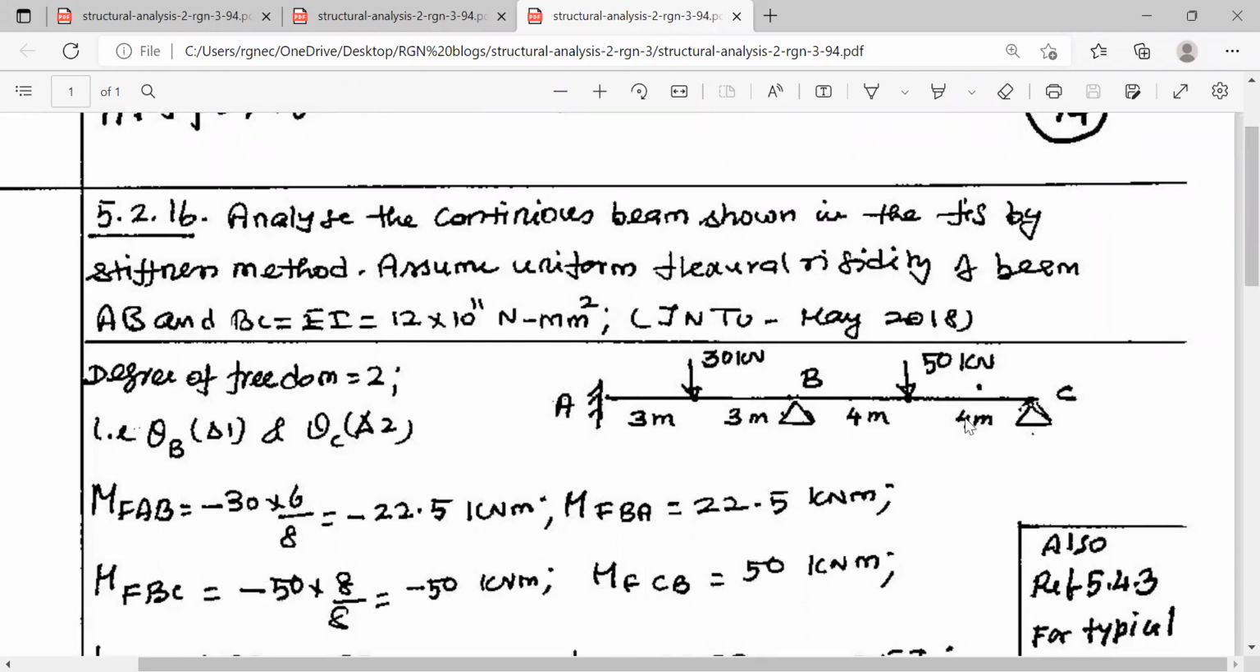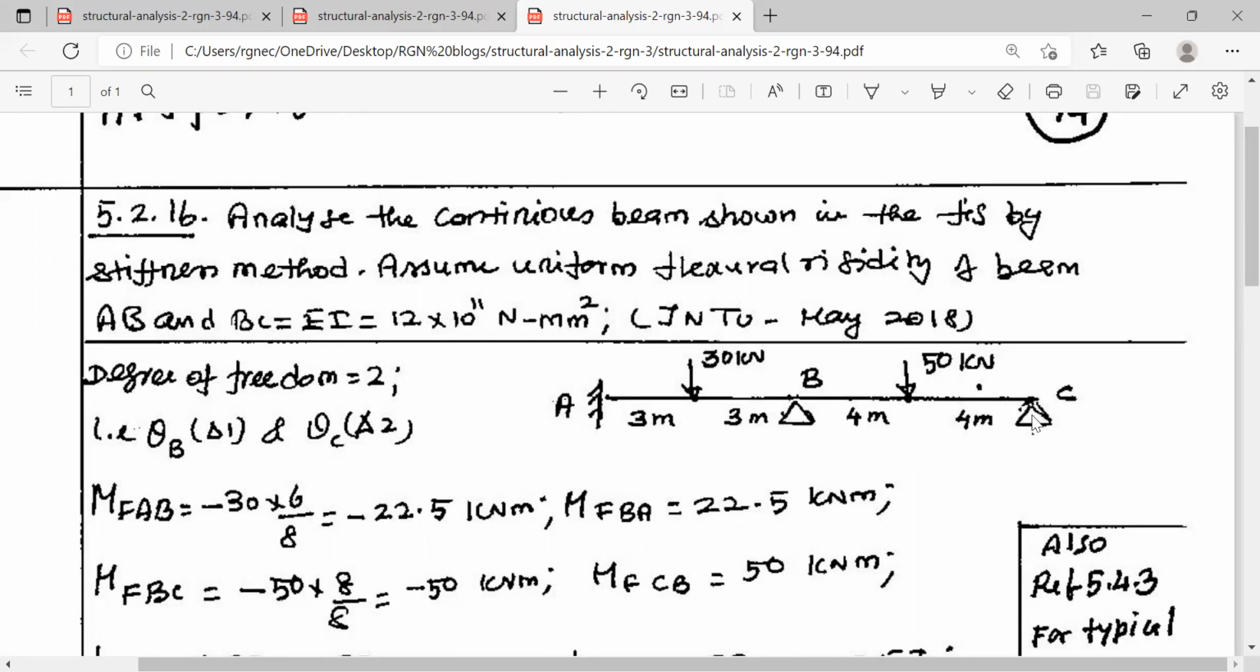We have a two span continuous beam. Span AB is loaded with one point load of 30 kilonewton at midspan. Span BC is loaded with a point load of 50 kilonewton at midspan. AB and BC have spans of 6 meter and 4 meter respectively. Support A is fixed, B is simply supported, C is simply supported.